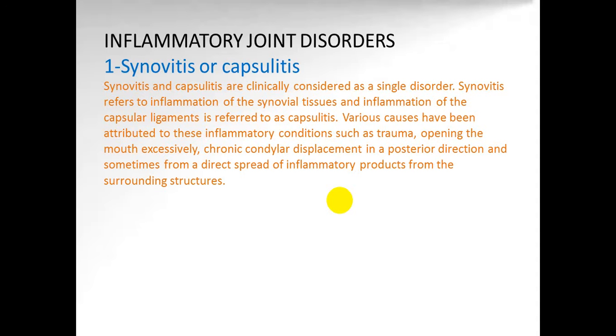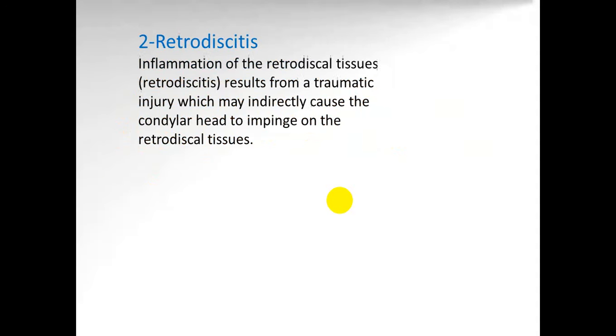In inflammatory joint disorders, we have synovitis or capsulitis. Synovitis and capsulitis are clinically considered as a single disorder. Synovitis refers to inflammation of the synovial tissues, and inflammation of the capsular ligaments is referred to as capsulitis. Retrodiscitis is an inflammation of the retrodiscal tissues. It results from a traumatic injury which may indirectly cause the condylar head to impinge on the retrodiscal tissue.